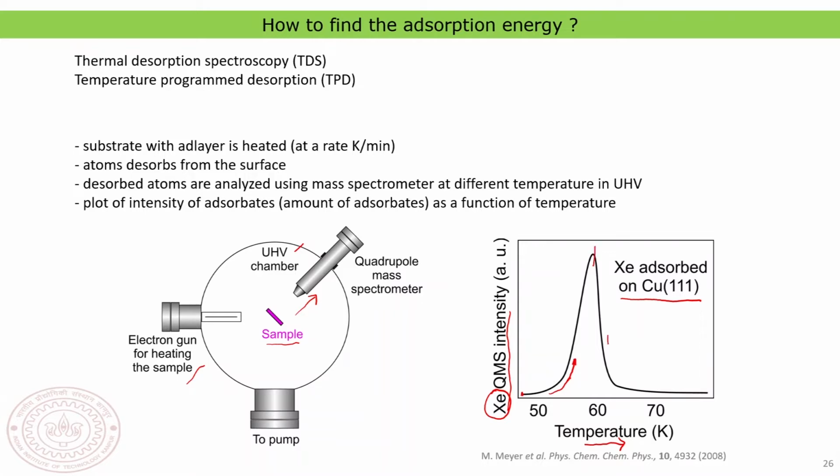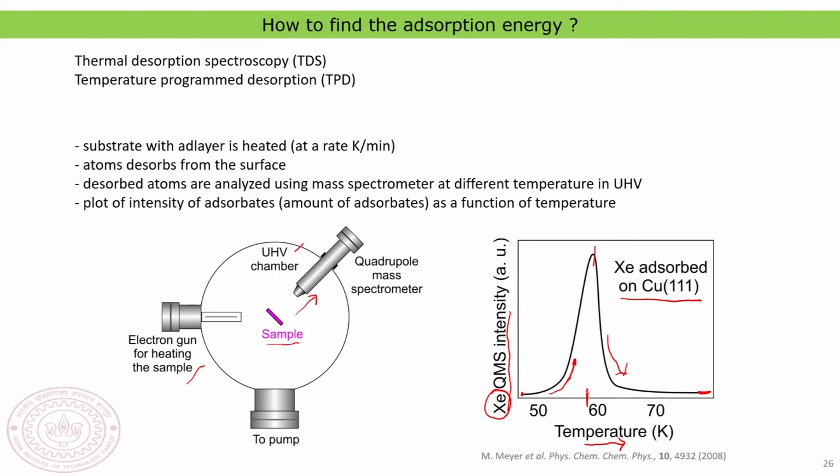Afterwards the amount decreases, and at a very high temperature you can see there is no signal corresponding to xenon. That means the xenon has desorbed from the surface. Of course, xenon is a noble gas, and that is the reason why the temperature required to desorb it from the surface is very low. This is around 60 Kelvin.